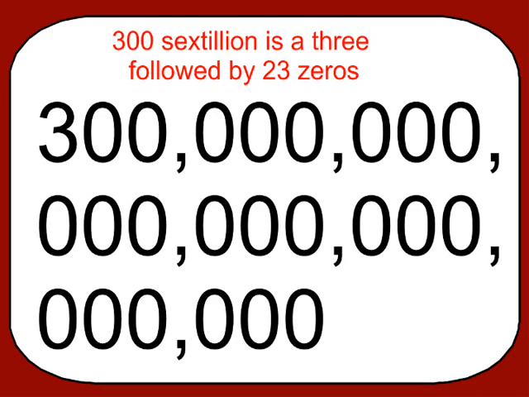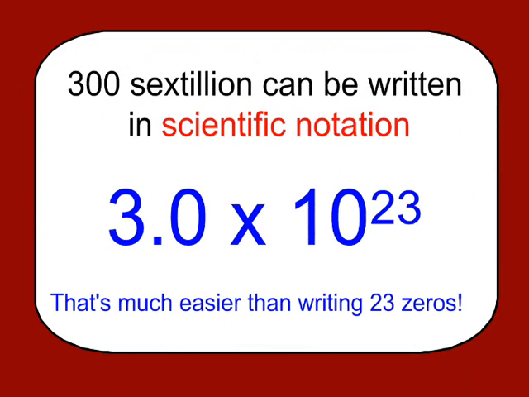Here's what 300 sextillion looks like. It's a pretty big number. It's a 3 followed by 23 zeros. Well, if you had to write this number numerically all day long, it would be pretty exhausting. A much easier way to write that number is to use scientific notation, and this is what that looks like. So in this video, we're going to explore how you write really large numbers using scientific notation.